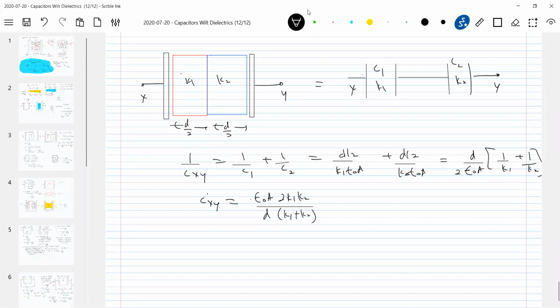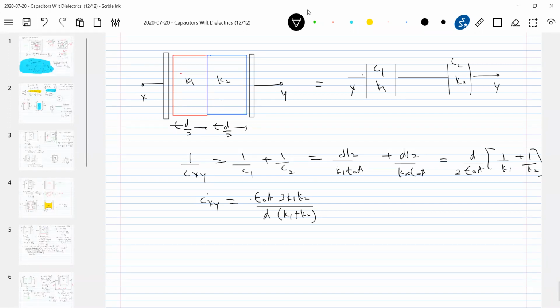If I want to replace this with an equivalent slab, what should be the dielectric constant of that? It should be 2 K1 K2 by K1 plus K2. This is the equivalent dielectric constant, with epsilon naught A by d. So if I want to replace these two slabs by one equivalent dielectric slab, what should be the dielectric constant? Not K1 K2 by K1 plus K2, but 2 K1 K2 by K1 plus K2.